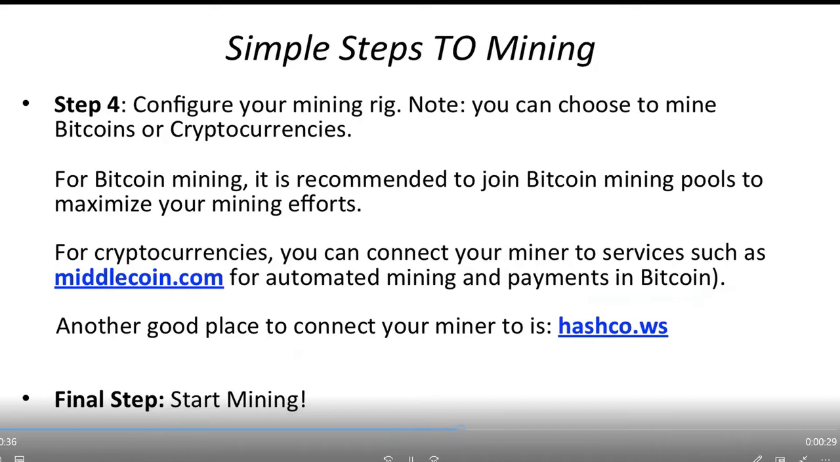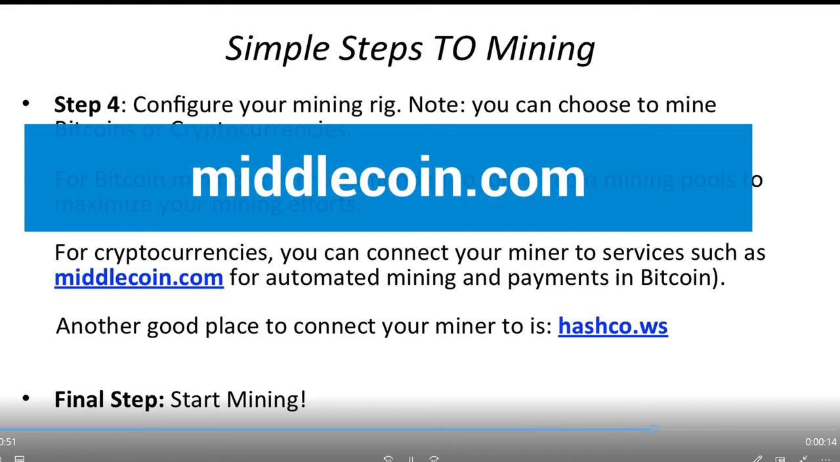Note, you can choose to mine Bitcoins or cryptocurrencies. For Bitcoin mining, it is recommended to join Bitcoin mining pools to maximize your mining efforts. For cryptocurrencies, you can connect your miner to services such as middlecoin.com for automated mining and payments in Bitcoin.